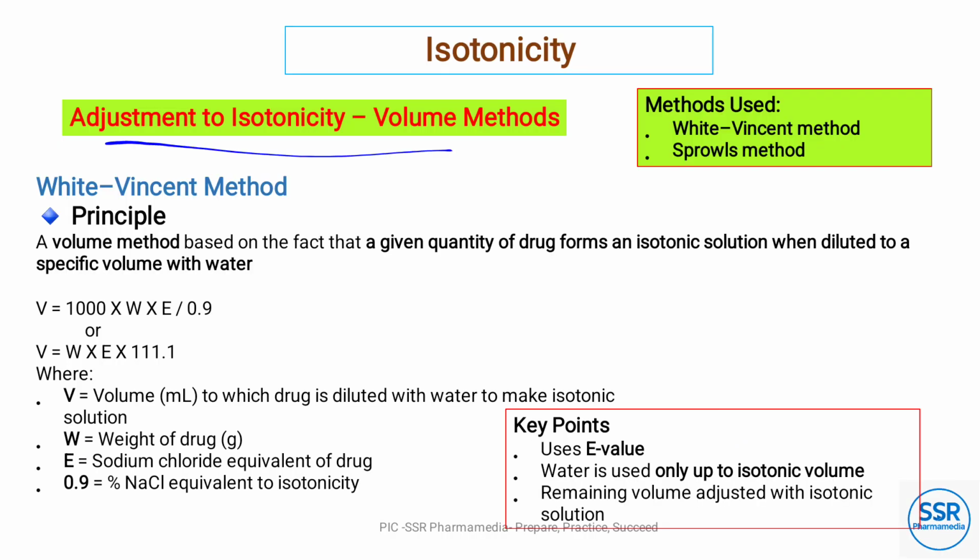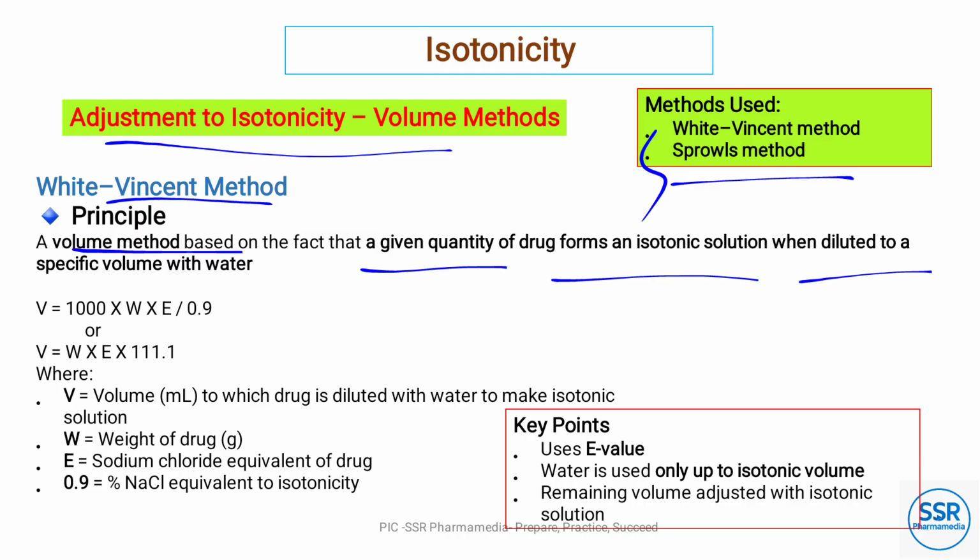Adjustment to isotonicity by volume methods: the White-Vincent method and the Sprowls method. There are two methods. The White-Vincent method is a volume method based on the fact that a given quantity of drug forms an isotonic solution when diluted to a specific volume with water. This is the formula: volume is equal to 1 liter, 1000 ml, into W into E divided by 0.9. So the final formula is V is equal to W into E into 111.1.